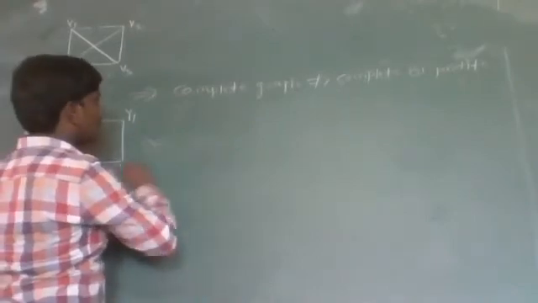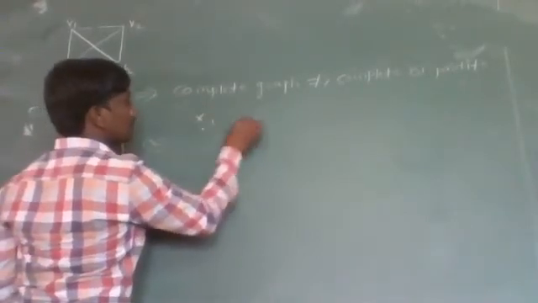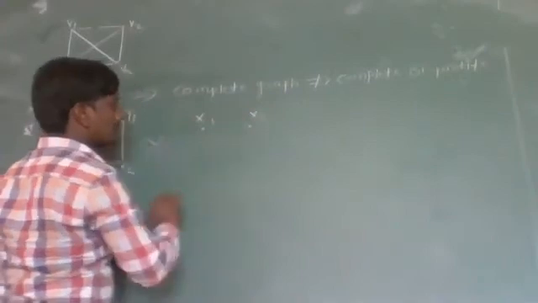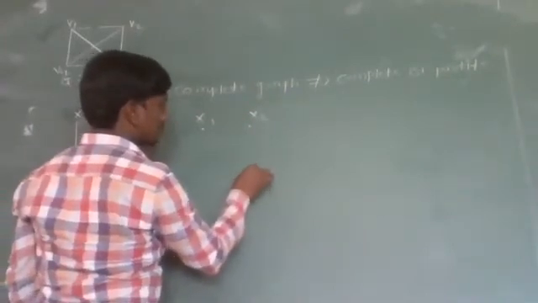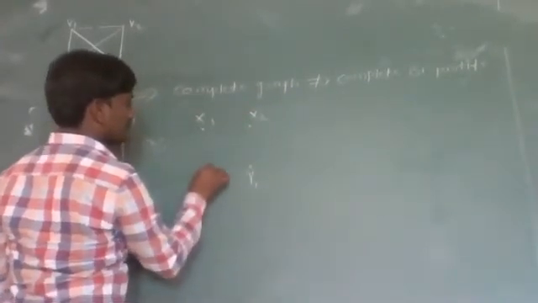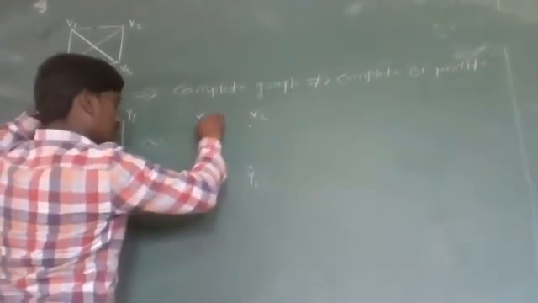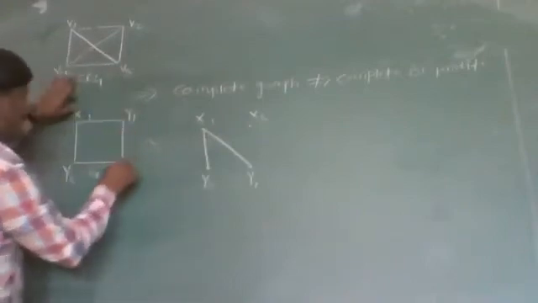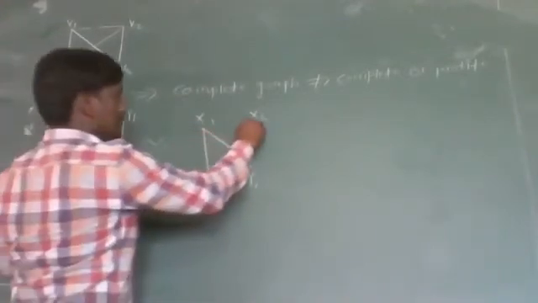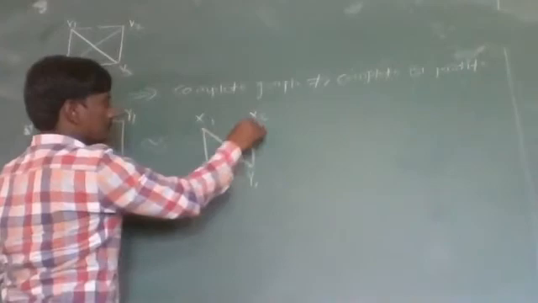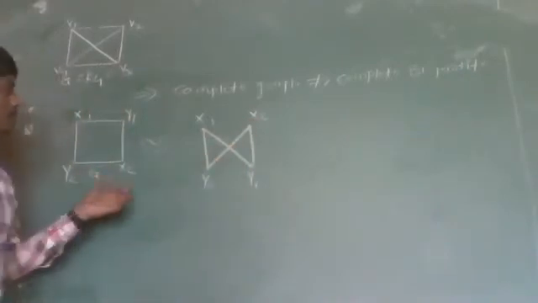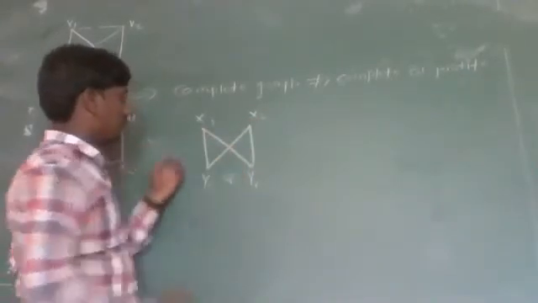This one is your graph G, which is isomorphic to this graph. Vertex x1 is adjacent with y1 and y2. Similarly, vertex x2 is adjacent with y1 and y2. So these two graphs are isomorphic.